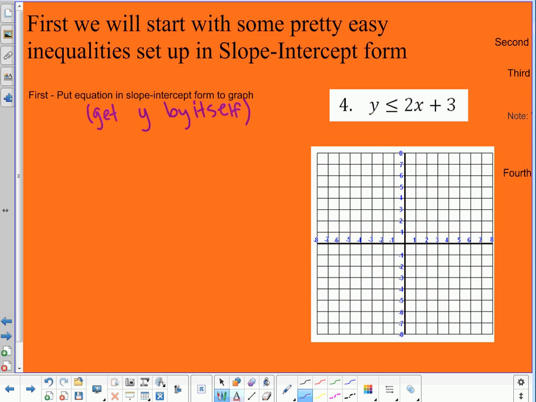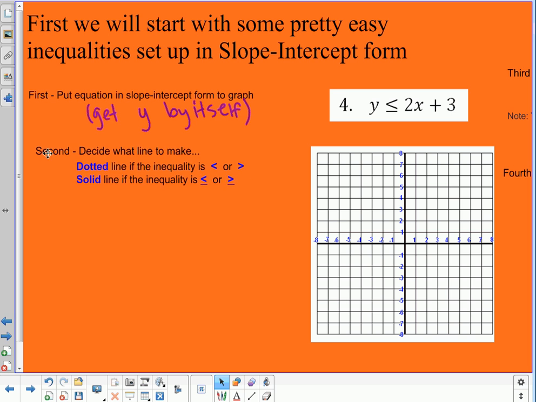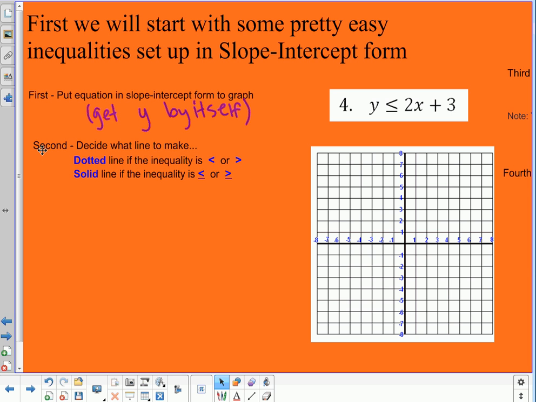Okay, so that's my first step. Then the second step would be to decide the line. I need to decide what kind of line I'm going to make because there are two different possibilities here. I'm going to use a dotted, or sometimes called dashed, line if I have less than or greater than. This is in lieu of an open circle. This is also when we would use an open circle, but it's going to look like a dashed line.